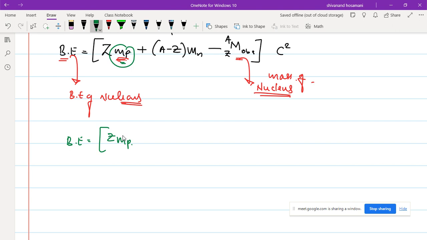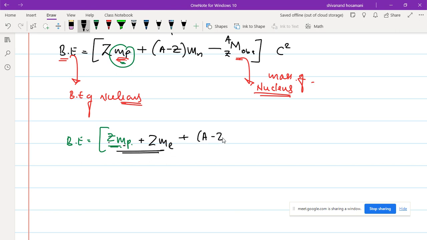Then we can add the same number of electrons into this mass of the proton, right? We are going to get the total mass of the atom. Therefore, Z into mass of the proton, then plus Z into mass of the electron, it is going to give us a total atom. Then plus (A minus Z) times mass of the neutron. This will be the total new atom, right?